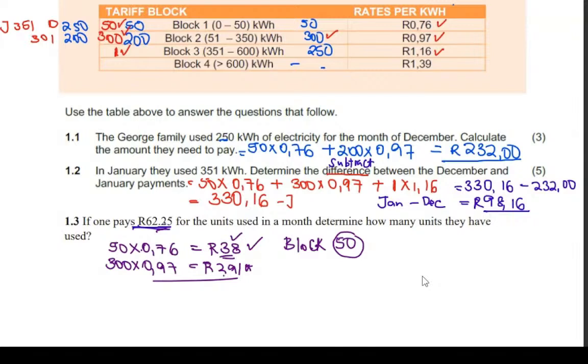How are we going to know now? So now we shall say the 62 rands that they used minus the money for block one, 50 units, which is 38. Subtract it and remain with, so whatever remains comes from block number 2, which is 24 rands.